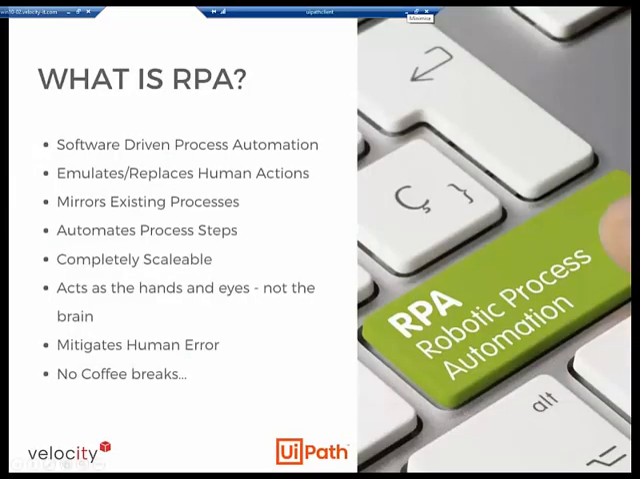So really, just to round off what is RPA, and what does RPA mean to us. For those people that don't really know or haven't come across RPA before, essentially it's a software-driven process automation tool. It emulates, replaces and mirrors human actions. So really what we're looking at with RPA is the creation of what we would term a digital worker that is not going to replace a human operative, but replace the tasks that a human operative is doing, and it automates the process steps that a human is going to go through.